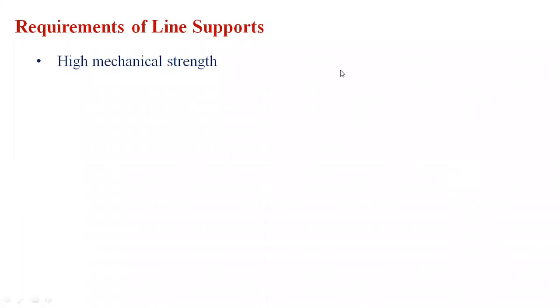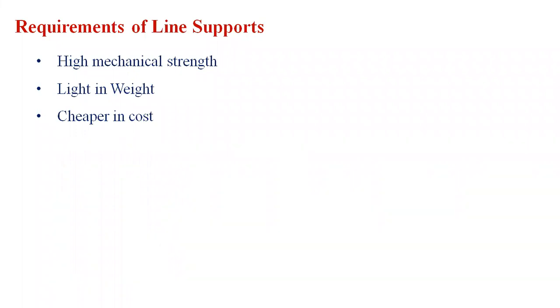If the mechanical strength is good, it can withstand the high weight of the conductor. Here there are two weights: one is the conductor weight, and the other is the wind weight. The conductor weight acts vertically downwards, and the wind weight acts horizontally. Another requirement is that the supporting structure should be light in weight. If the weight is increased, transportation and erection become difficult. And the cost should be lower, that is, cheaper.